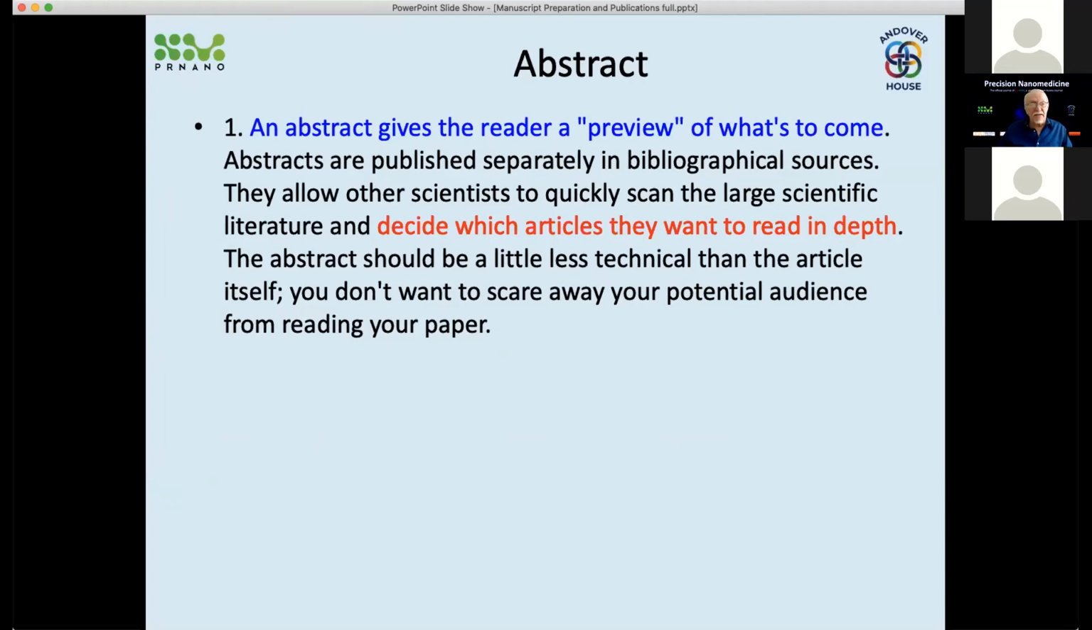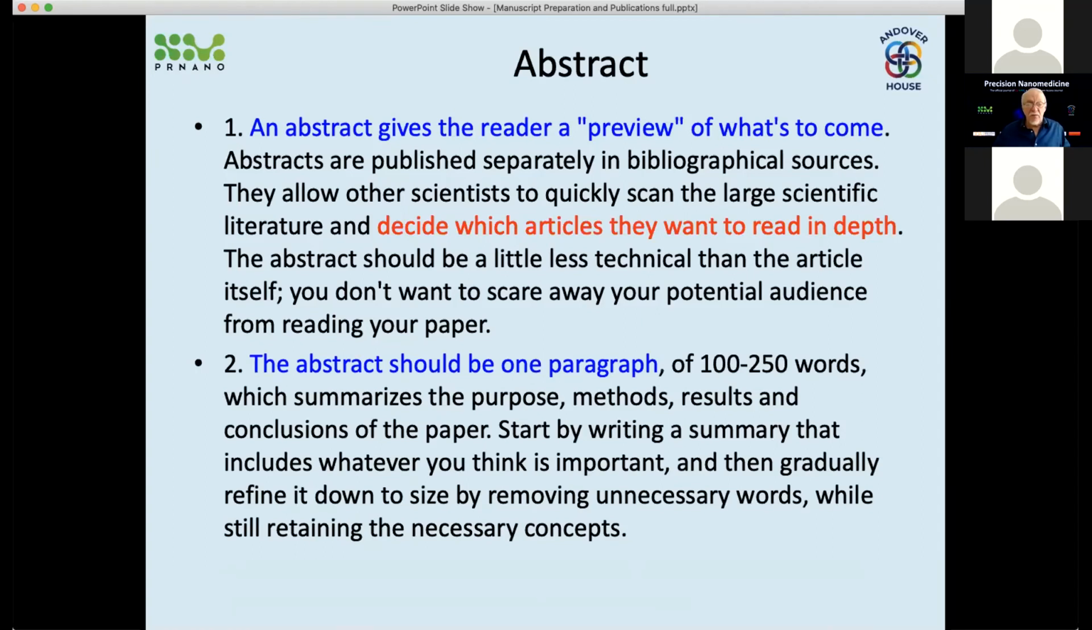Briefly about the abstract. The abstract gives the reader a preview of what is to come. Abstracts are published separately. What you need to know: the abstract is published separately in bibliographical sources, so it's supposed to be a standalone piece. Don't refer, don't quote. They allow other scientists to decide which articles they want to read in depth. Remember the triangle? The abstract should be less technical than the article. You don't want to scare away your potential audience.